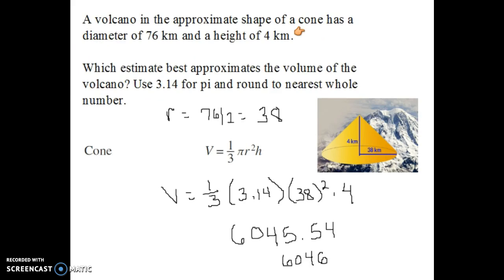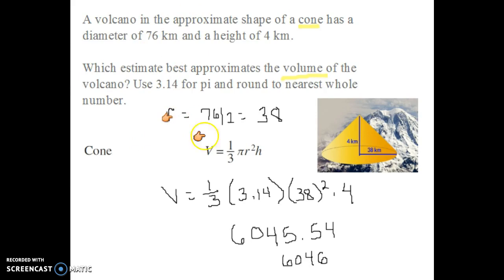The second problem gives you a volcano in the approximate shape of a cone and has a diameter of 76 and a height of 4. So we want the formula for a cone. So here we want the volume. It says what is the estimated volume of the volcano? Use 3.14, round to the nearest whole number.